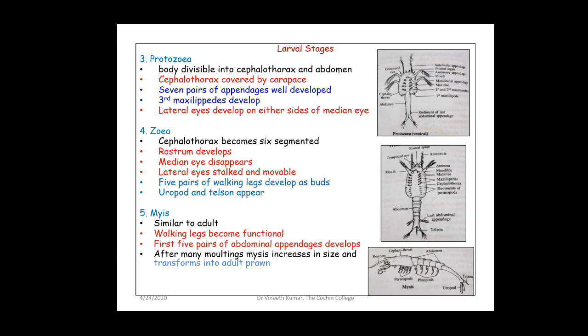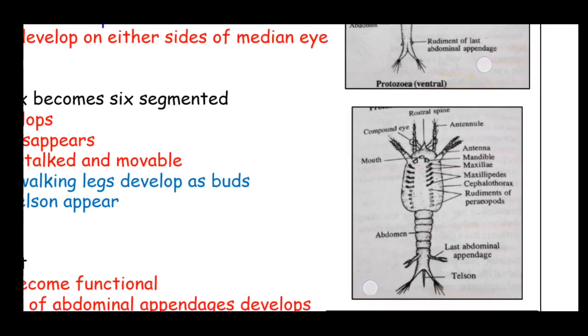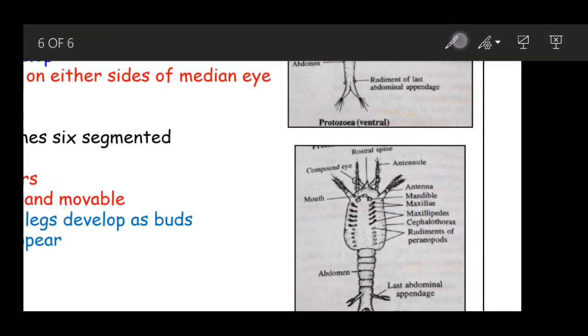stage. So in the zoea stage, you can see more segments develop in the abdominal region. Now you can see that the cephalothorax becomes six segmented, even though there is a carapace. The cephalothorax becomes six segmented, and also abdominal segments start to appear. Another development in the carapace is the rostrum, the pointed structure which is called the rostrum. As you zoom, you can see a small rostrum is being developed. So a pointed spine, the rostrum, develops, and the median eye disappears. In zoea, the median eye disappears, only the lateral eyes are present.